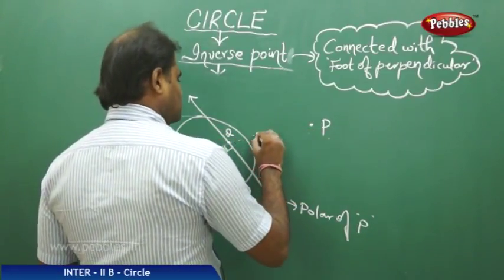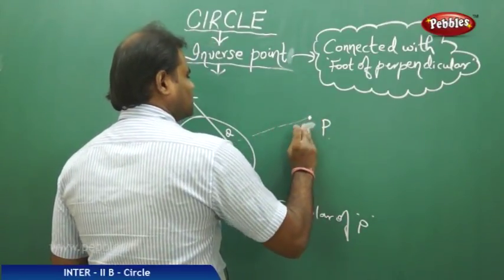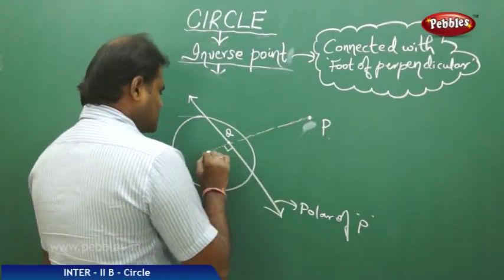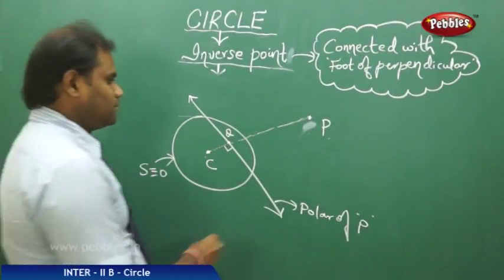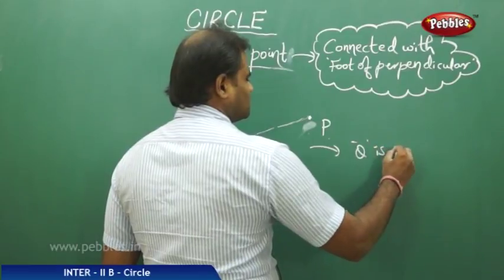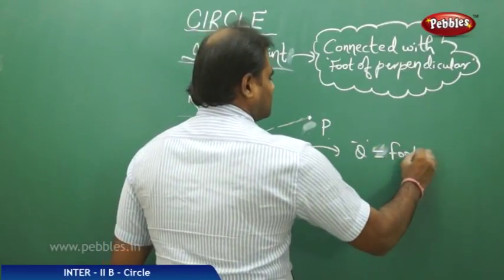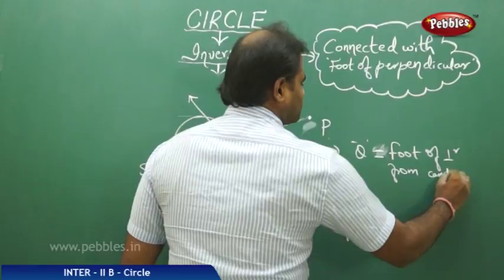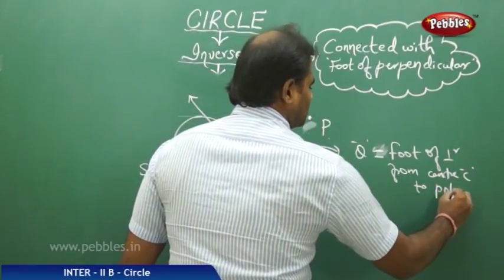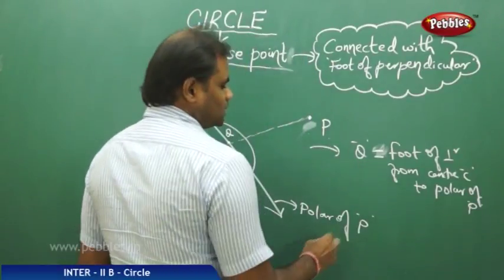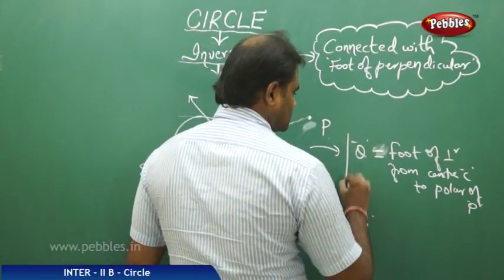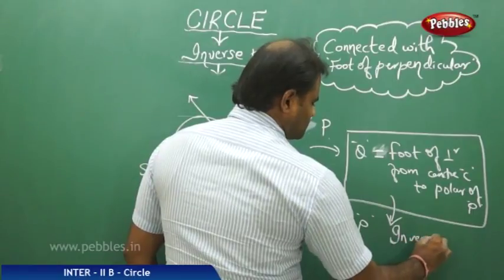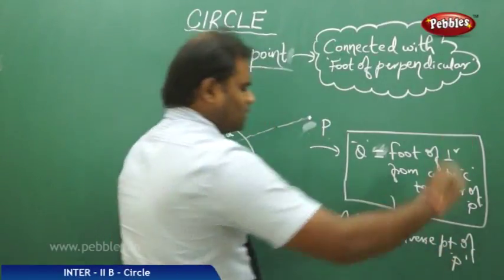So when I just extend out here, I get this to be collinear, as I can clearly see that C, P and Q are collinear, and in this case Q, which is the foot of perpendicular from the center of circle C to the polar of P, is nothing but the inverse point of P.